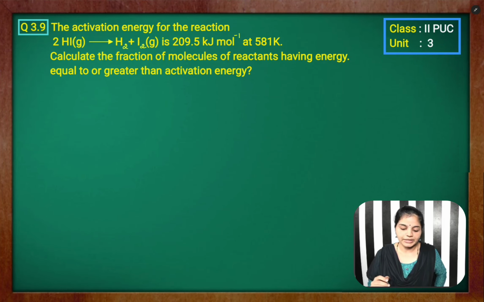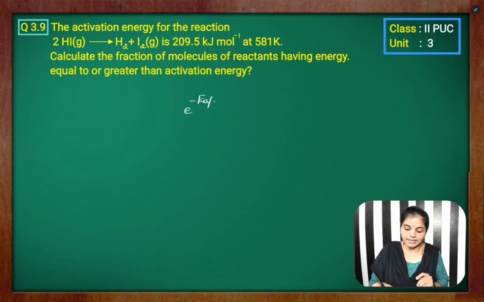Question number 3.9. The activation energy for the reaction 2HI giving H2 plus I2 is 209.5 kilojoules per mole at 581 Kelvin. Calculate the fraction of molecules of reactants having energy equal to or greater than the activation energy. So we know that the fraction of molecules which have energy equal or greater than activation energy is given by e to the power minus EA divided by RT. Let me consider this fraction of molecules as X. So X is equal to e to the power minus EA by RT.